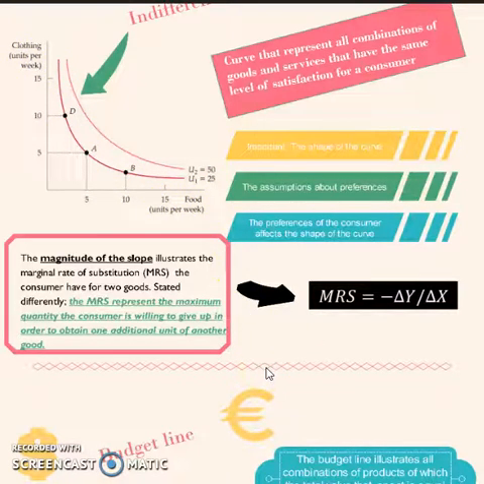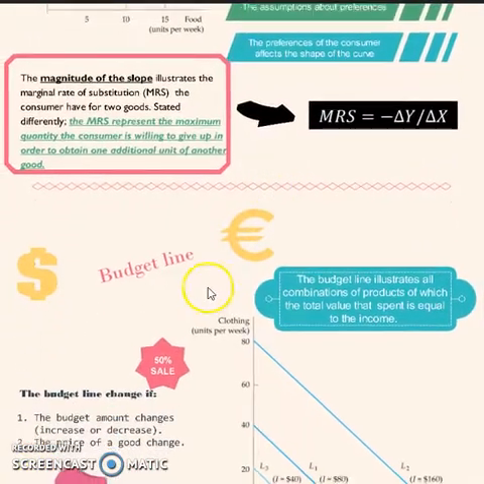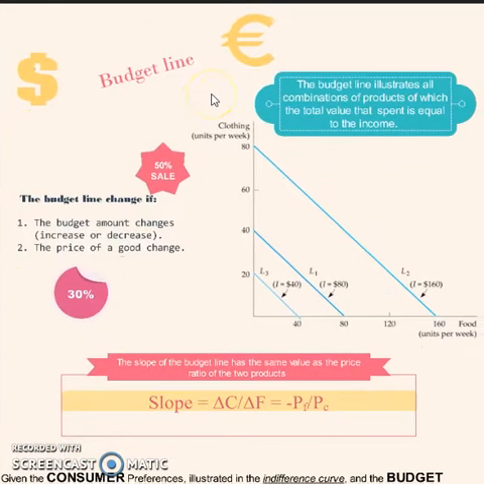So now that we have the indifference curve, which is the preference of the consumer, we move further to the budget line. So the budget line tells us that a consumer operates given the income that he receives. So he can't spend more than he actually has the ability to spend. So this line is the value of income that the consumer has, and what he can buy: the amount of clothes and food that he can buy given his income.